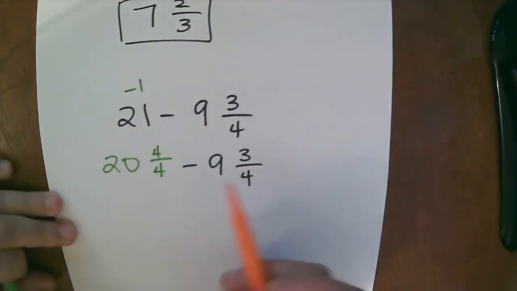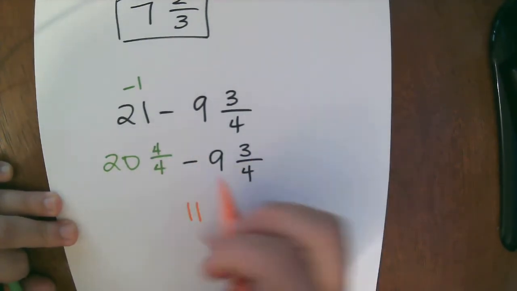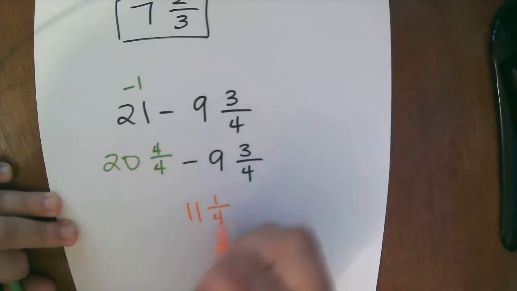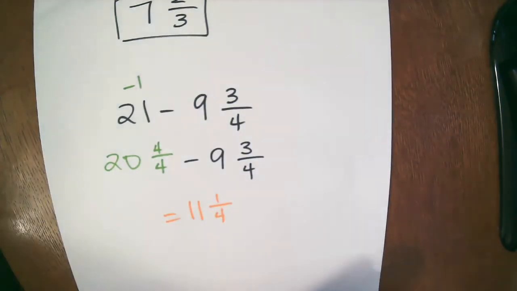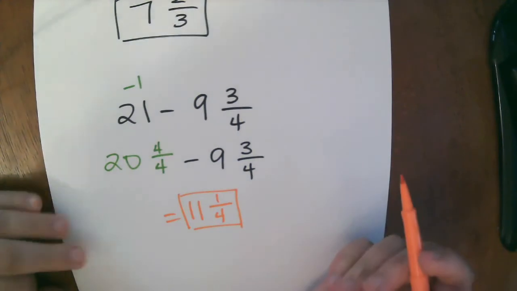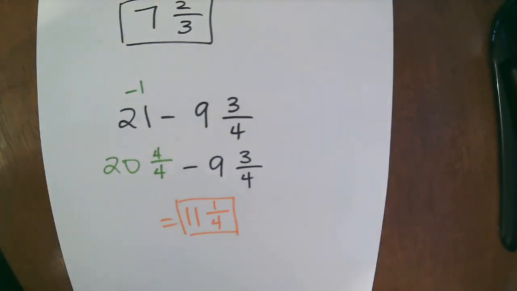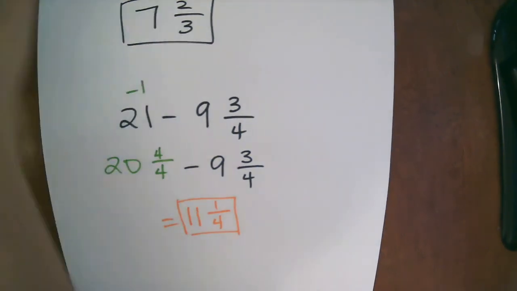So 20 minus 9 is 11. 4 minus 3 is 1. So how much money do you have? You have $11.25. Okay, so I went through those really, really quick. We're going to go through more in the class, but hopefully that made a little sense to you guys.